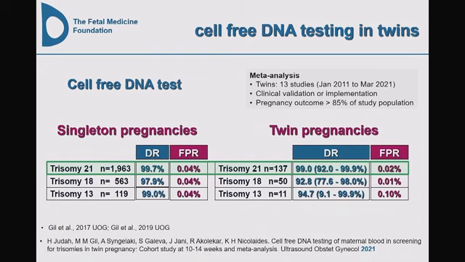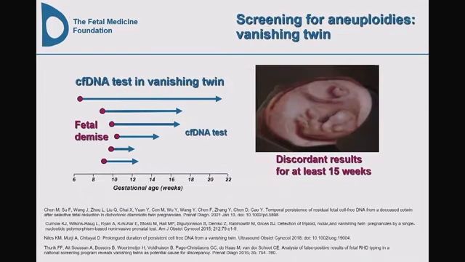From this meta-analysis, it appears that the test is good, but we are not so confident to emphasize it as a first-line screening test. Now, what about vanishing twin? What does that mean, vanishing twin? When you do a scan at 11 to 13 weeks, you see one normal growing baby and the other one has died, and it has an appearance of an empty sac.